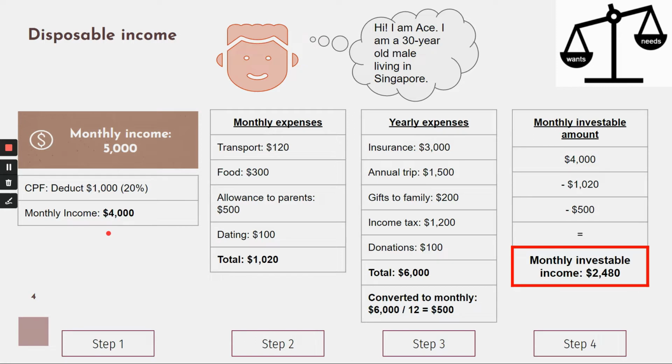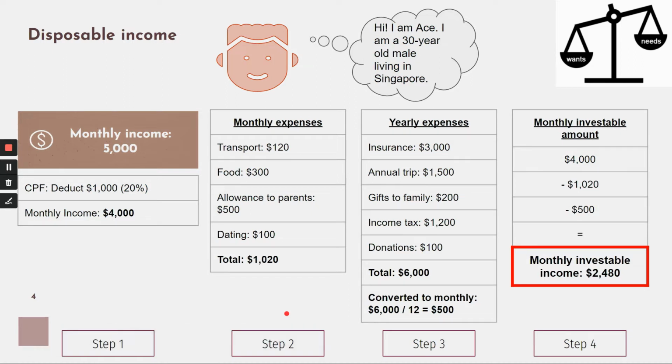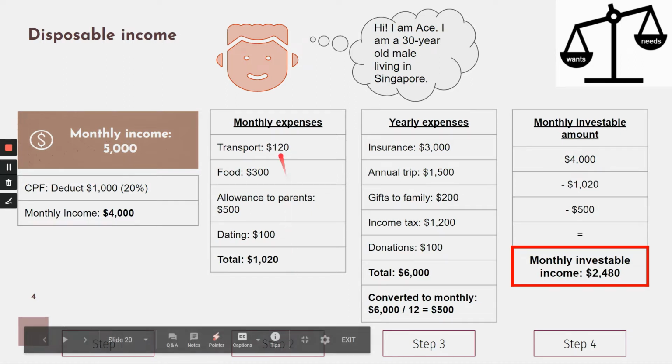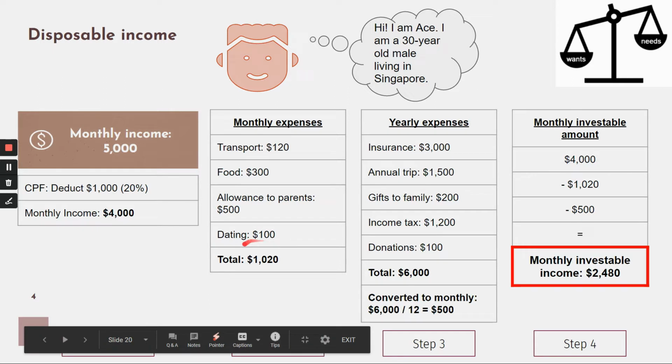So let's take a look at the monthly expenses, which is step 2 of this computation of disposable income. So he spends $120 every month on transport, $300 on food. He gives his parents $500 every month as allowance, and he spends $100 on dating. And all this adds up to be $1,020 monthly expenses.